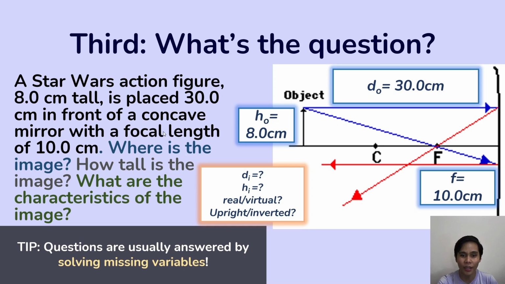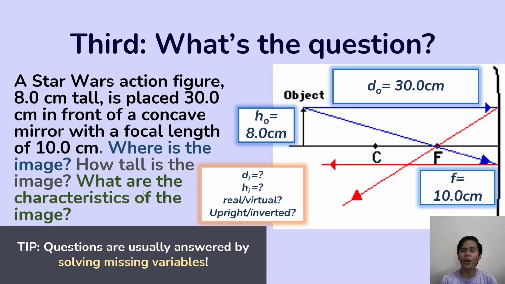In this case, there's actually 3 different questions. And when we say looking for the question or noting down what's being asked for, we're trying to find out what are the missing variables. So in this case, when it's asking where is the image, it's actually asking what is the image distance. So we're looking for DI. So that's the image distance. That's the first question. Next question is, how tall is the image? So that's the height of the image. So height of the image, that's the second thing we're looking for.